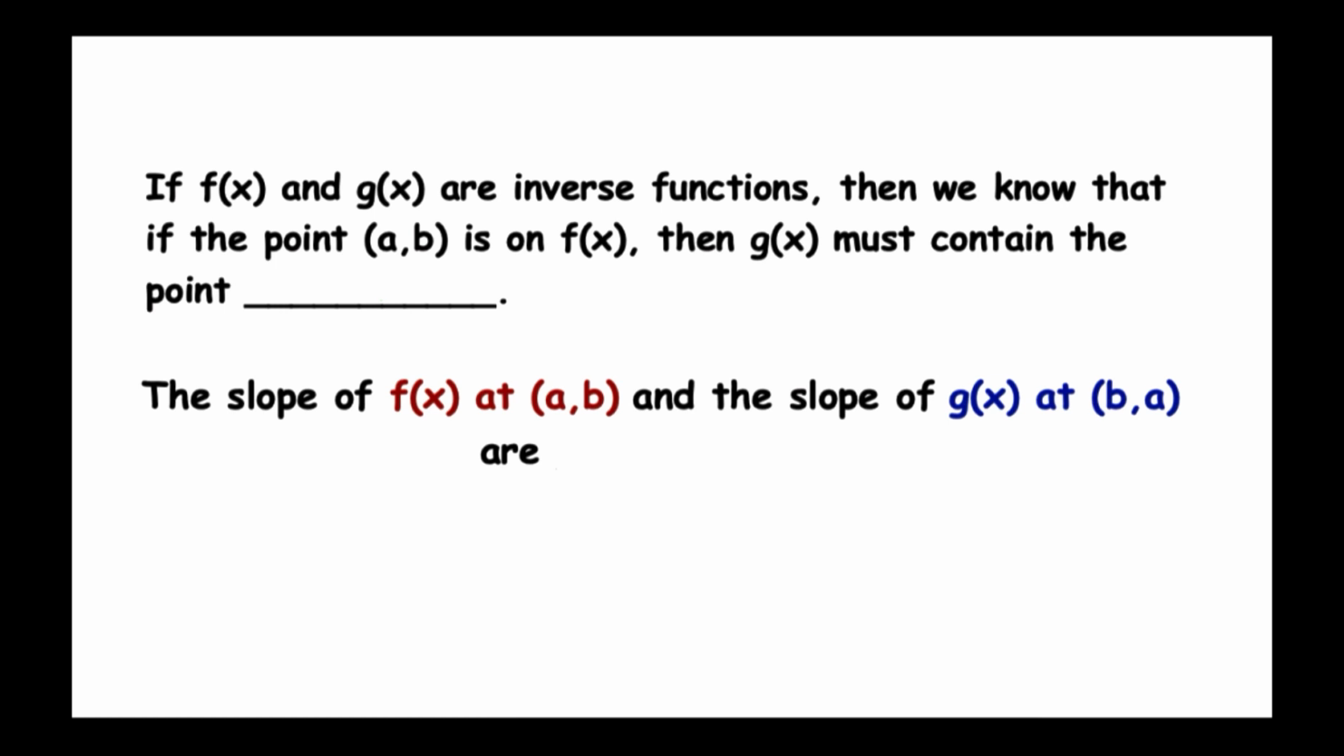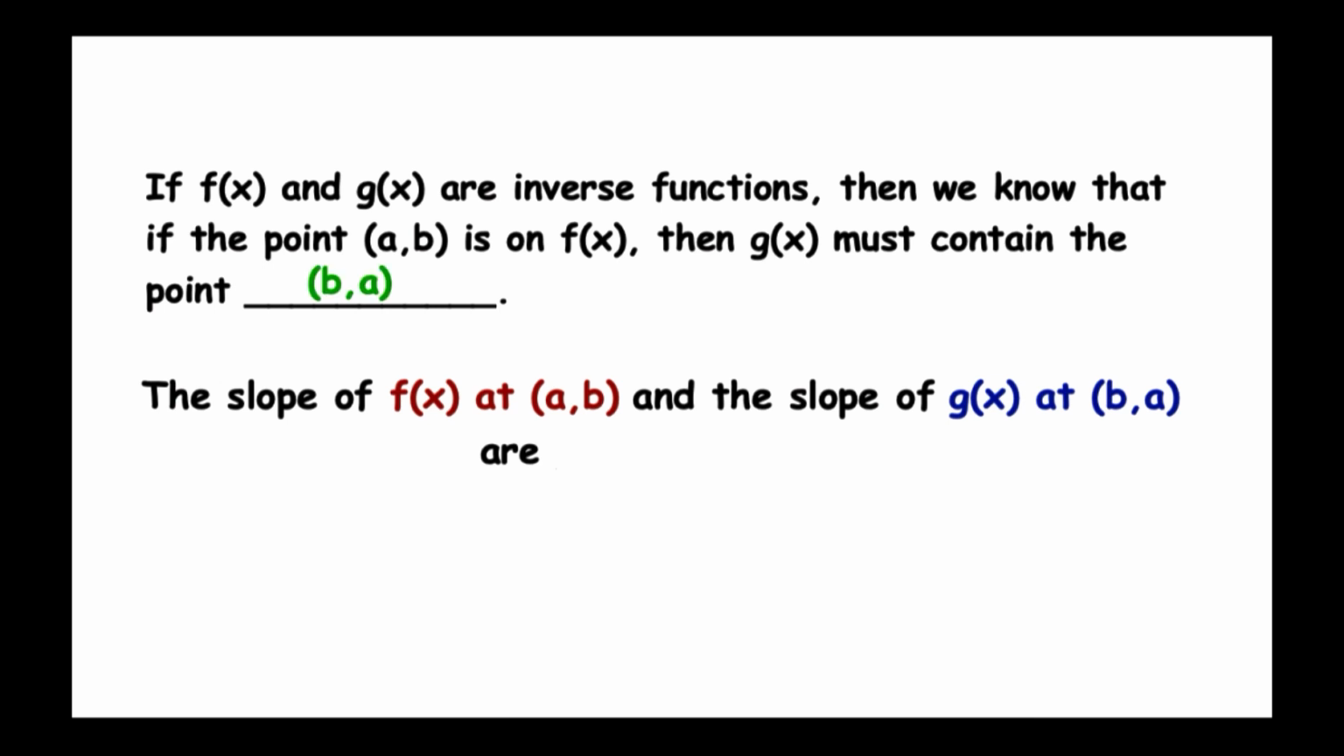Section 5.3 might be one of the easiest sections in the entire course. It's called inverse functions. And the first thing to know is if you have two functions that are inverse functions, I'll call them f and g. If you happen to know that the point (a, b) is on the first function, f of x, and g is the inverse function, then g has to contain the point (b, a).